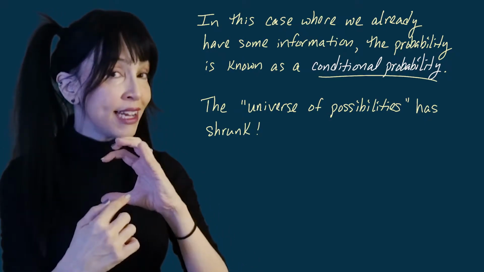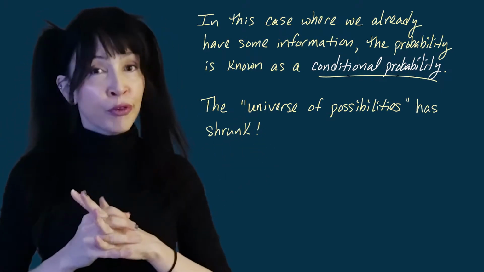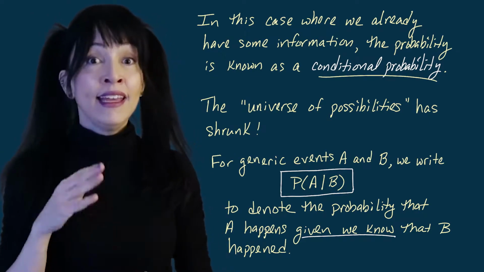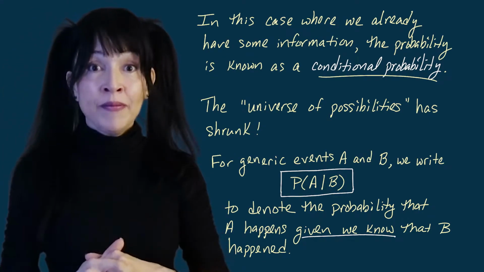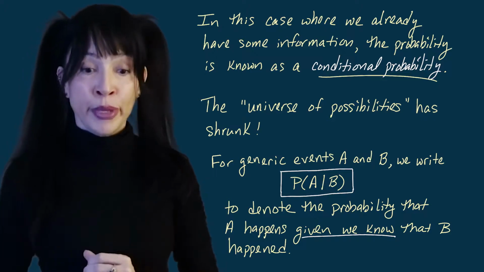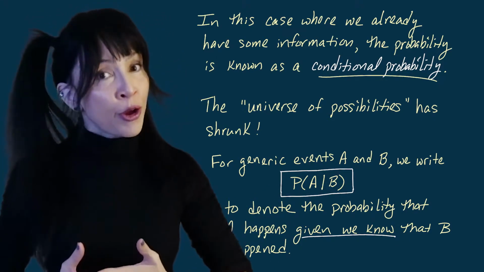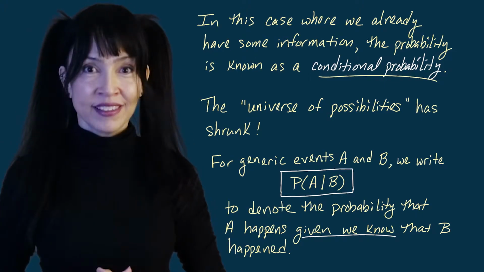Within that subset, we want to know the probability we're in a smaller subset. Now, our notation for generic events A and B is going to be P(A|B), the probability of A, then a vertical line, then B. This is read "A given B," and it denotes the probability that A happens given that we know that B already happened.